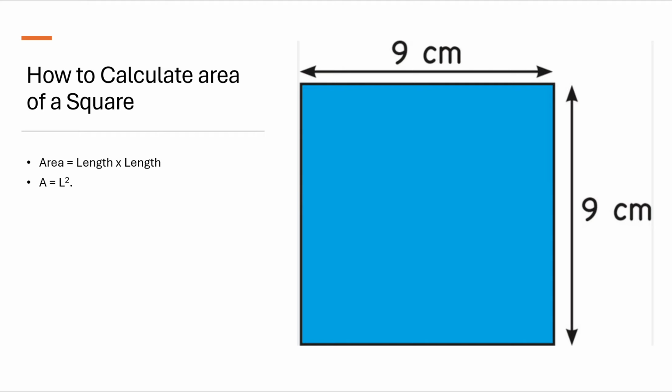Now, in our second example, we can clearly see that for the square on our right, the length is 9 cm and the width is also 9 cm. So using our formula again, A equals length times width, we can say that A equals L squared. Since our length is 9 cm, we can simply multiply and say that A equals 9 cm times 9 cm, which gives us 81. Area is always in square units, so it is 81 cm squared.